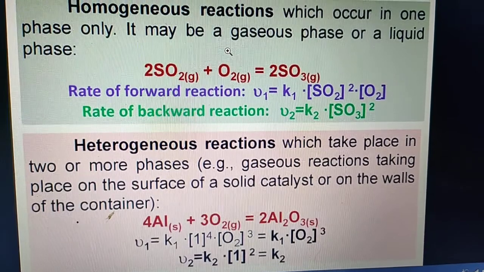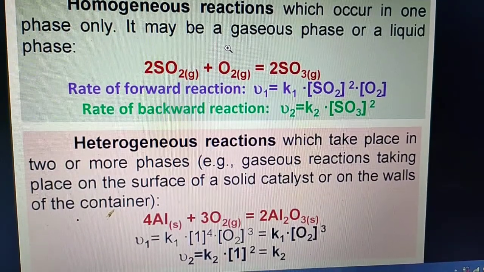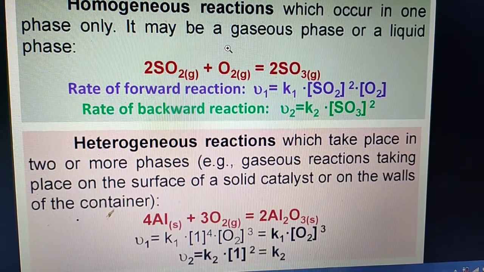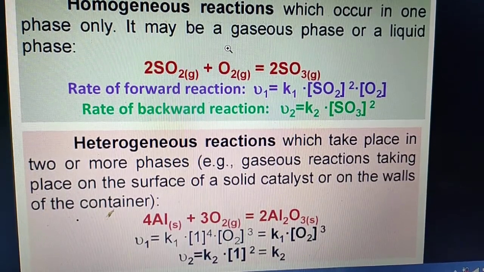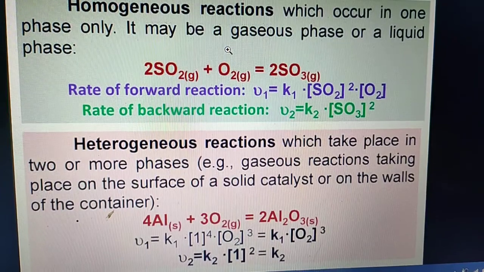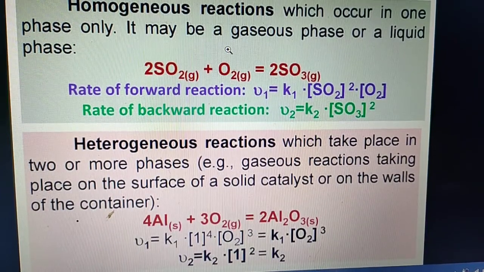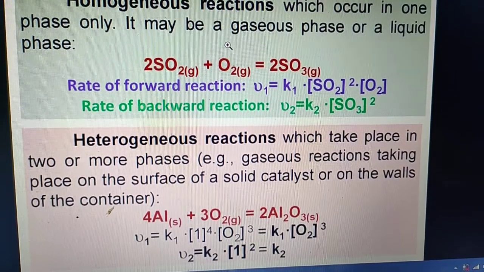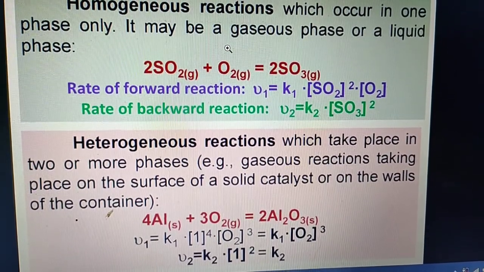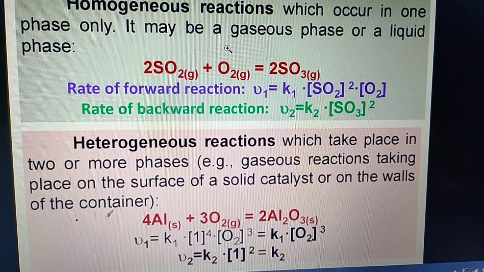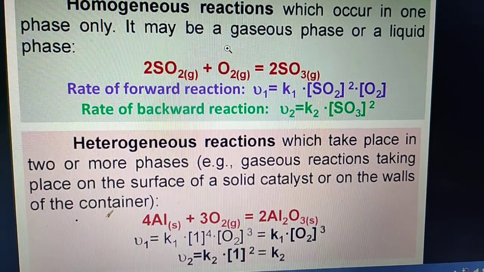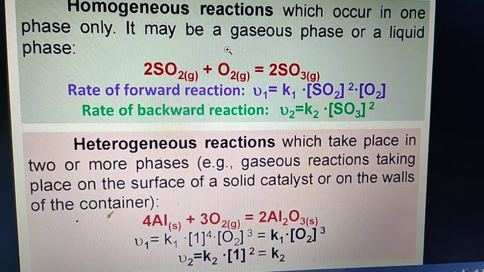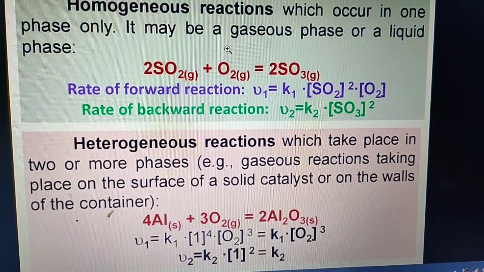So let's begin. The first factor is physical state of the reactants and products. As the name suggests, what do you mean by physical state? There are 3 states, that is solid, liquid and gas. So these 3 states of the reactants and products. On the basis of physical state of the reactants and products, reactions are of 2 types. One is homogeneous reaction and the other one is heterogeneous reaction.